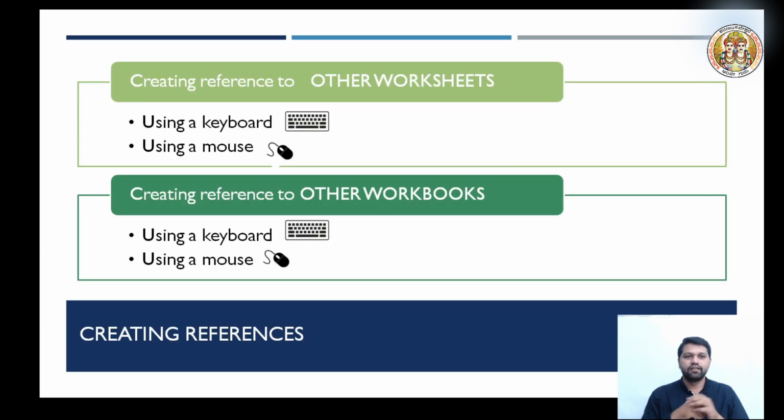The next is creating references to other worksheets, and we can create the reference or a link between workbooks also. For that we have two methods: using keyboard and using mouse, for both worksheets as well as workbooks. First one is using keyboard. That means we need to type the address for the particular sheet or workbook, right?